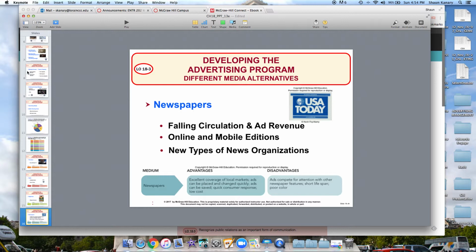Newspapers, obviously some of the advantages are it's an excellent coverage of local markets. Ads can be placed and changed quickly. Ads can be saved. There's a quick consumer response, and there's a low cost. However, some of the disadvantages are there's a lot of ads in the newspaper. Plus, the circulation is not as good as it once was with newspapers. A lot of times we use Google or national type of content curation devices to get our news instead of local newspapers.